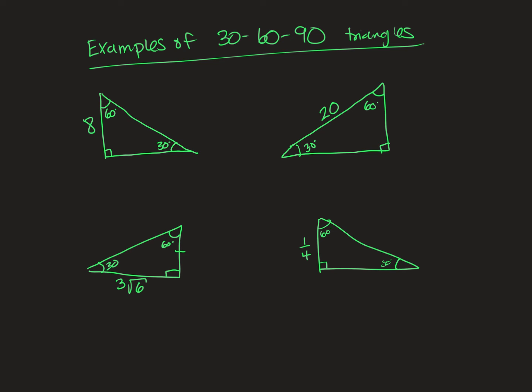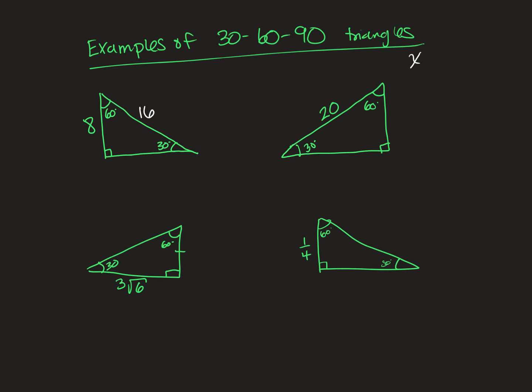All right, so now we're looking at 30, 60, 90 triangles. Let's say they give you the short side. Then you could easily find out what the hypotenuse is in a 30, 60, 90. Because in a 30, 60, 90 triangle, the relationship between the short leg and the hypotenuse is that the hypotenuse is double. So if the short leg is 8, that means the hypotenuse is 16. And I'm going to write down the ratio at the top just so we remember.